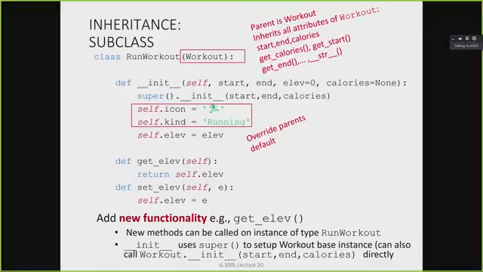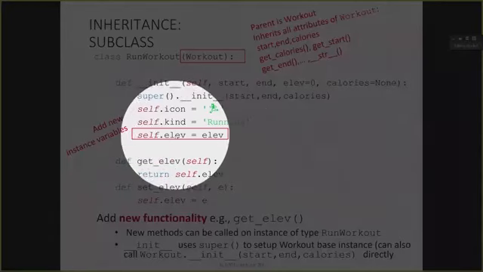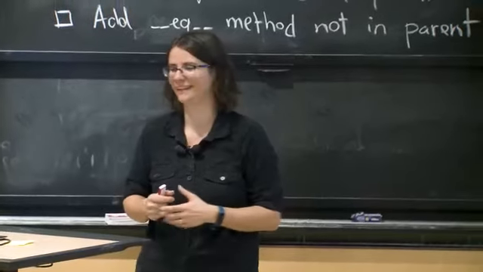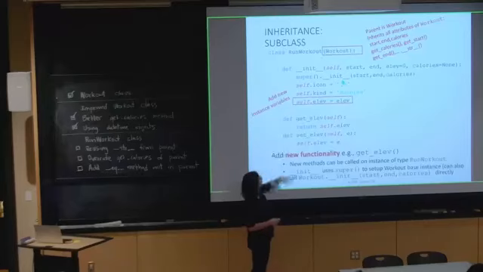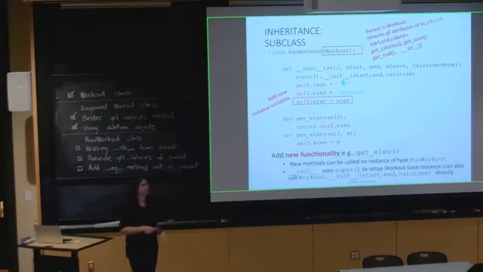And then the thing that run workout has that workout didn't have at all is this elevation data attribute. So self.elev is now a new data attribute that did not exist in the regular workout. Okay. And then I've got these two methods down here, a getter for the elevation and a setter for the elevation. Nothing fancy with them, they just return and set.